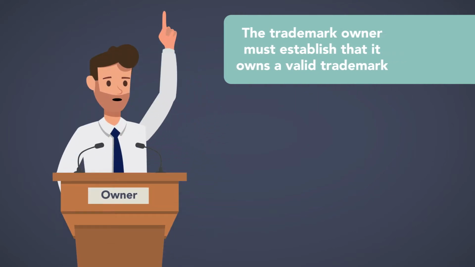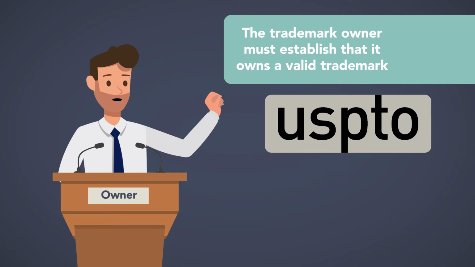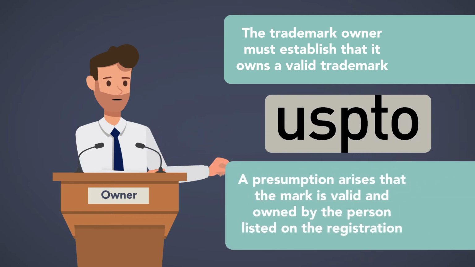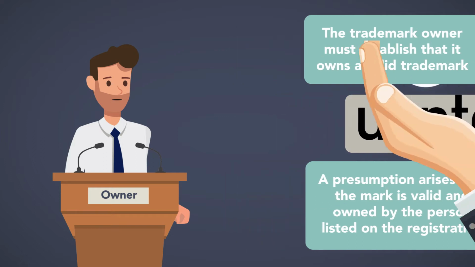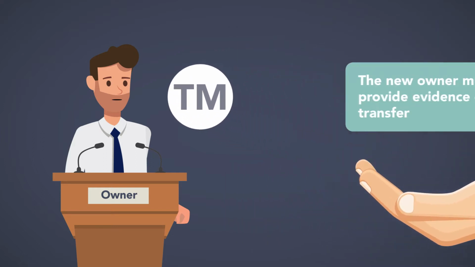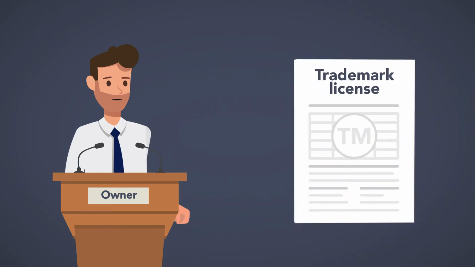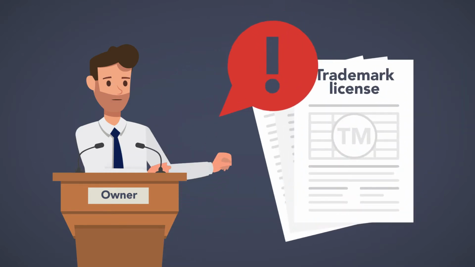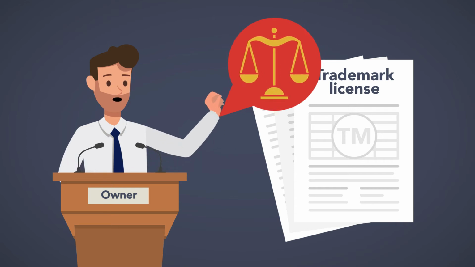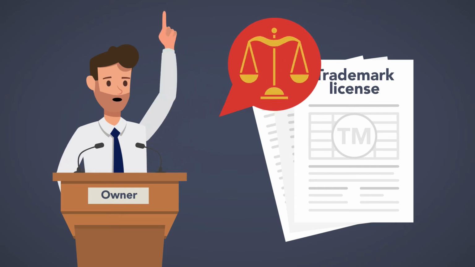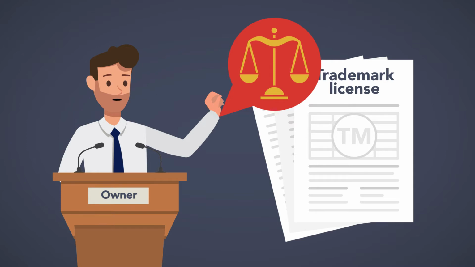If the trademark has been registered with the U.S. Patent and Trademark Office, a presumption arises that the mark is valid and owned by the person listed on the registration. If the trademark has been transferred to a new owner, the new owner must provide evidence of the transfer. If the trademark has been licensed, the licensee must prove that the agreement includes the right to sue for infringement. The presumption of ownership and validity can be challenged by the defendant.